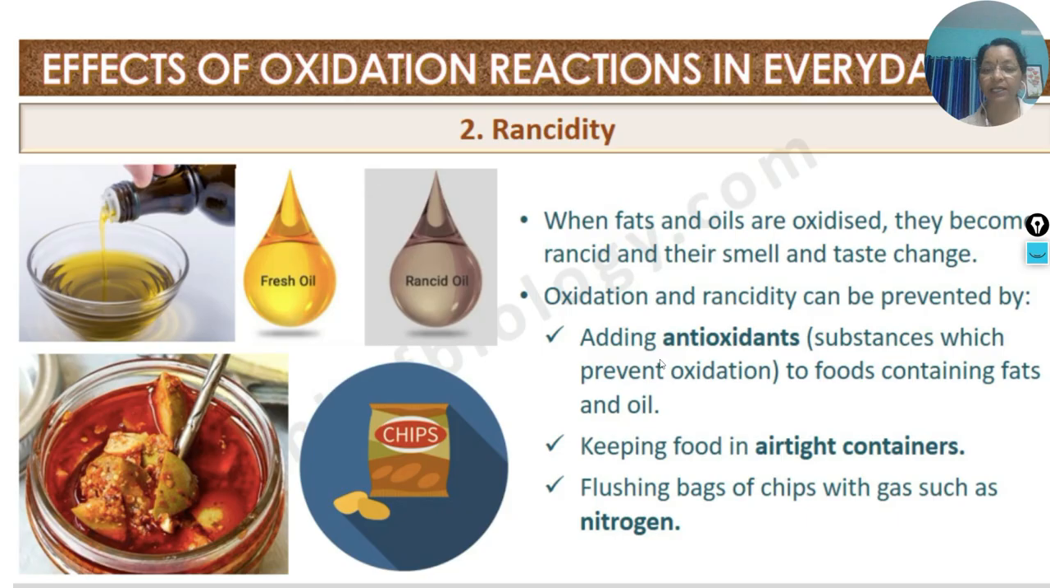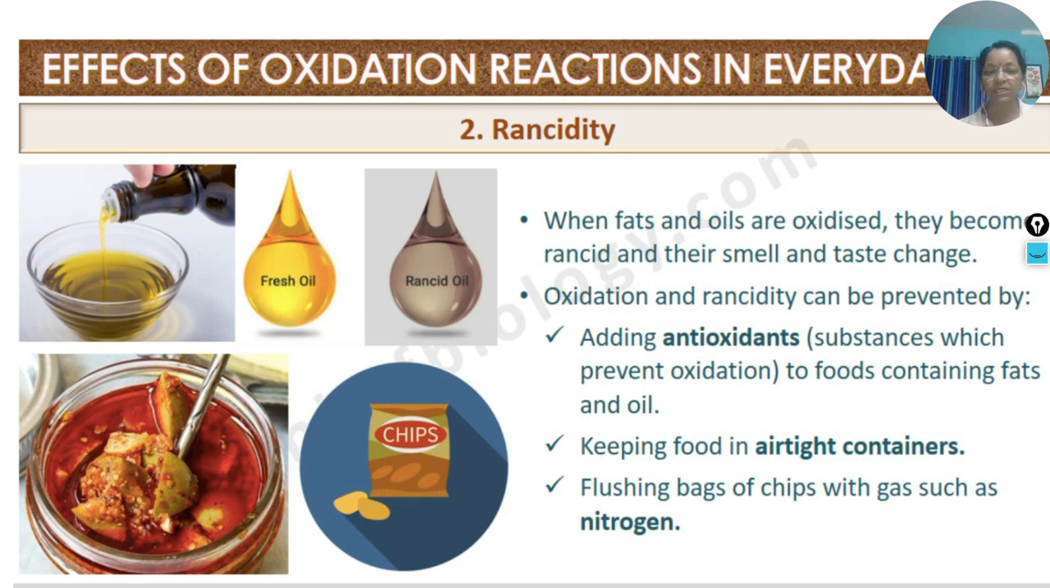That is why they are called antioxidants, because they act against oxidation. What happens when fats and oils are oxidized? They become rancid; the taste and smell change. To avoid that, we add antioxidants. Keeping food in an airtight container means avoiding contact with oxygen, so oxidation will not take place. Flushing bags of chips with a gas such as nitrogen are some of the solutions to avoid oxidation and rancidity.